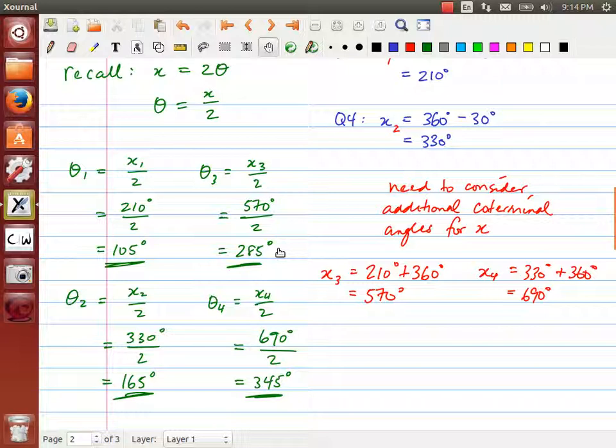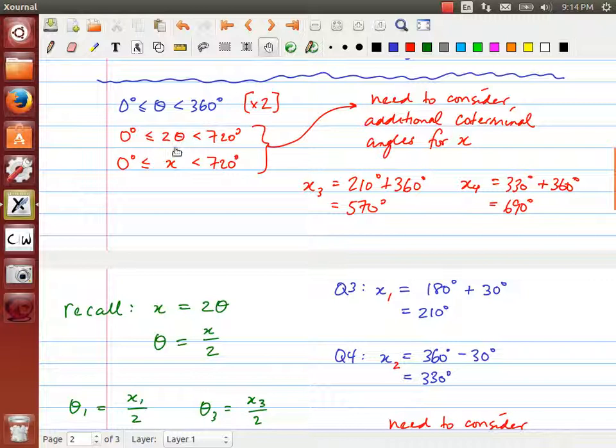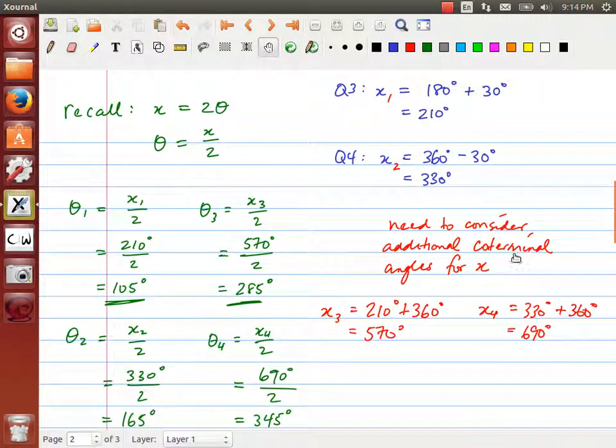So even with a more complicated trigonometric equation, our primary goal is always to get it looking like a simple one. Use the steps that we've already learned to deal with a simple equation, and then make any additional accommodations. In this case, the big accommodation I had to make was this 2 theta, which caused me to consider coterminal angles for x, which is the same as 2 theta.